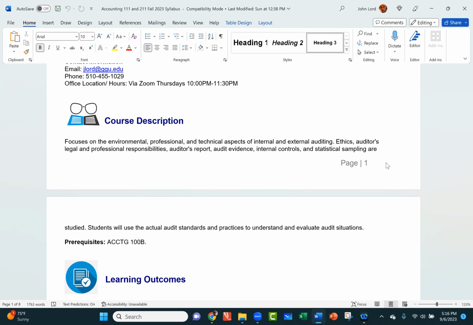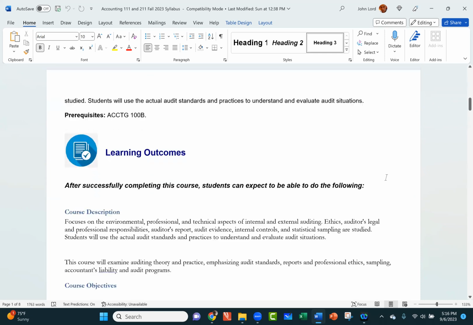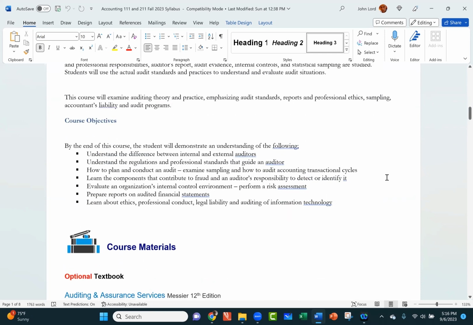A California CPA is equivalent to a CPA in any of the other 49 states. Okay, good. So that's a little bit about what the course is about and some of the objectives of the course.